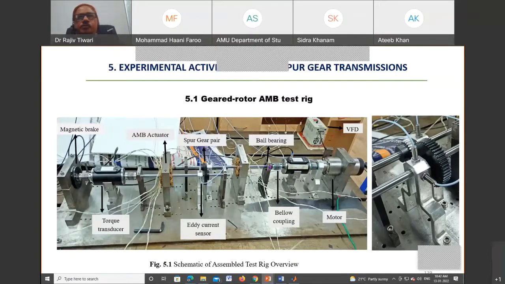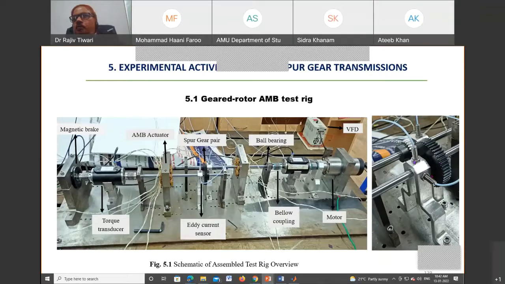First bearing of the first shaft, and then second bearing of the second shaft. A magnetic bearing, first magnetic bearing in the first shaft. Similarly, the second magnetic bearing in the second shaft. This is the gear pair. So gear pair, you can see more closely here.